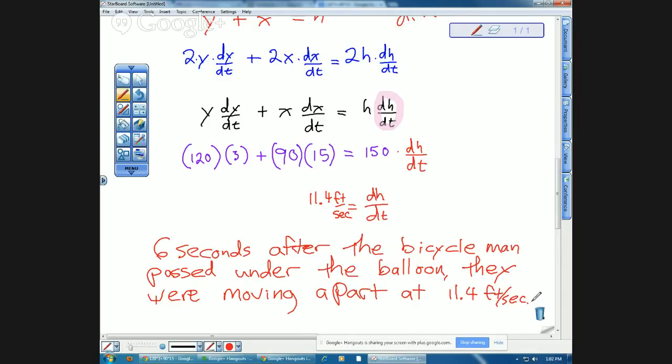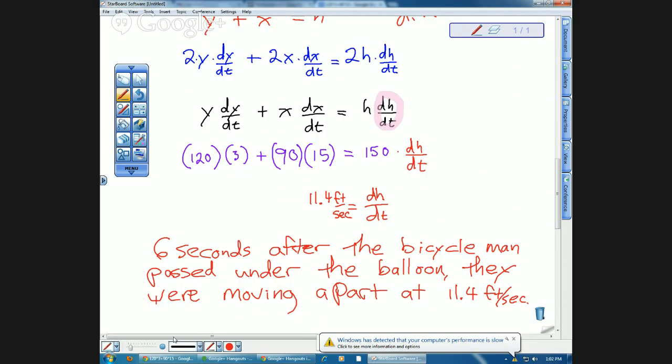So any kind of variation on that. The key here is it's the rate that they were moving apart exactly 6 seconds after he passed under, right? Because we have a snapshot in time. That's all related rates give us. If somebody says, give me another time, I've got to refigure it. It's always changing. Given any snapshot, I can make a prediction about how things changed. So the problems always work the same way.